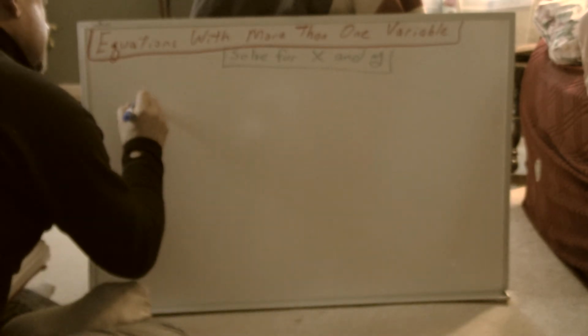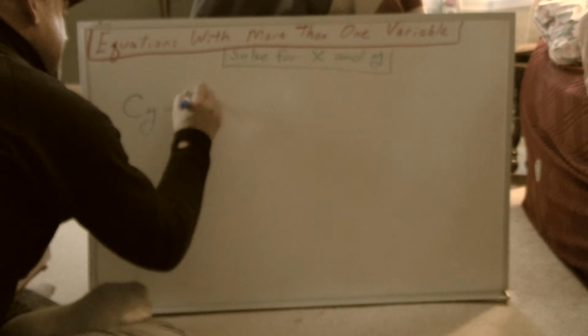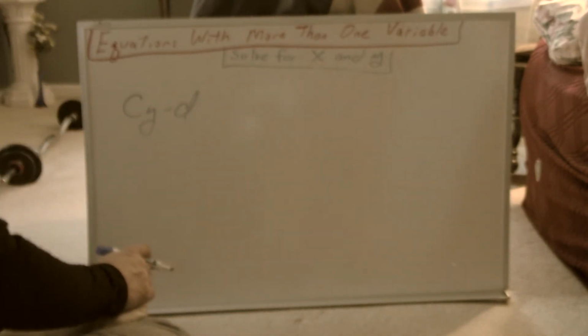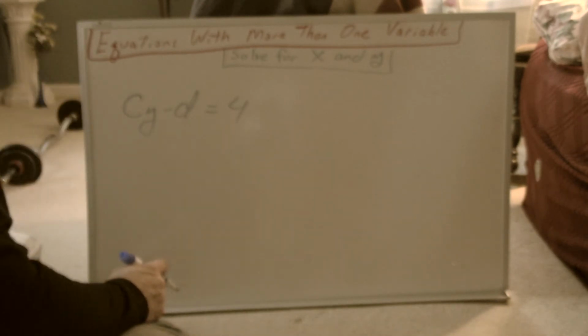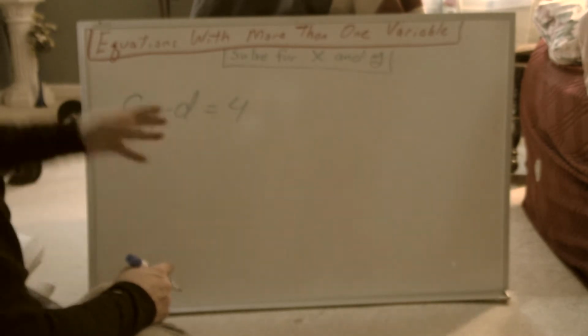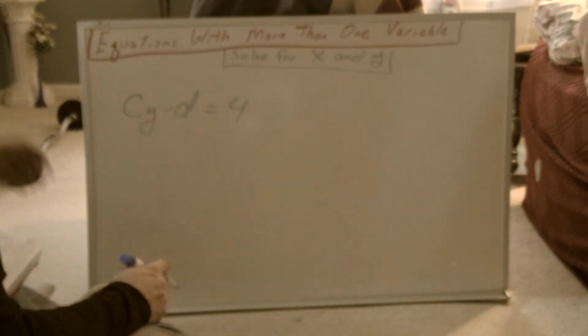Here's another one. cy minus d equals 4. All right, let's see. cy minus d equals 4. This says c times y minus d equals 4. Okay. I want to isolate the y, because that's what it says.